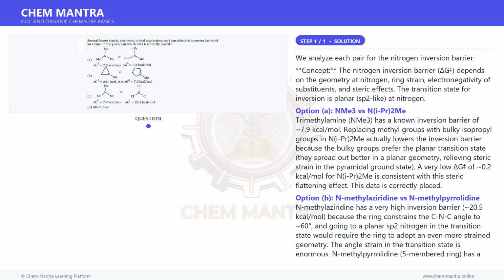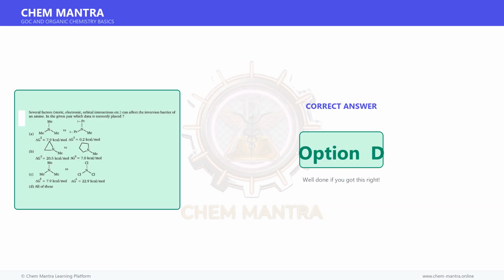D is correct. All three pairs, A, B, and C, have correctly placed data based on well-established principles of amine inversion barriers: steric flattening in A, ring strain angle effects in B, and electronegativity stabilization of pyramidal geometry in C. Therefore, the correct answer is option D.